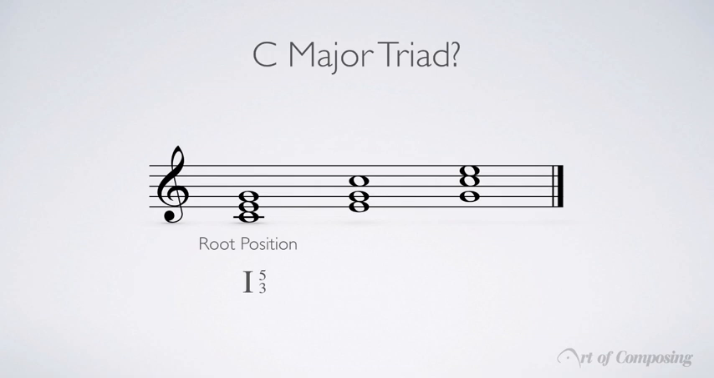The next one is called the first inversion. The first inversion means that you are placing the third of the chord in the bass, and it sounds like this. And then the last one is called the second inversion, and the second inversion means that the fifth is in the bass, and it sounds like this.